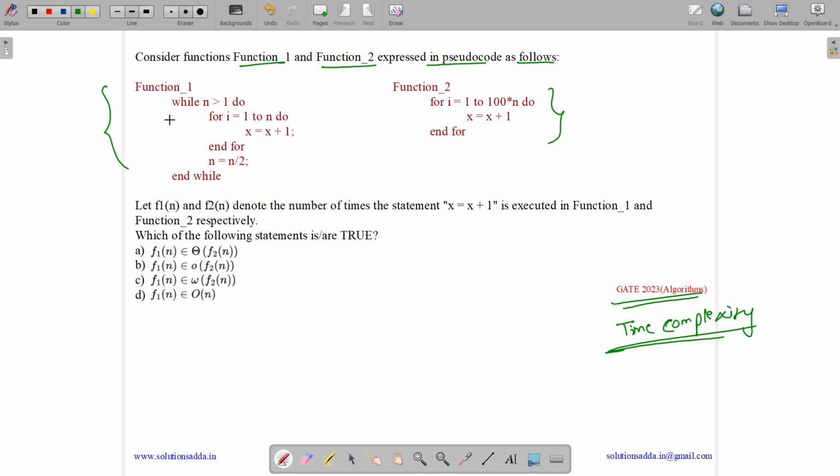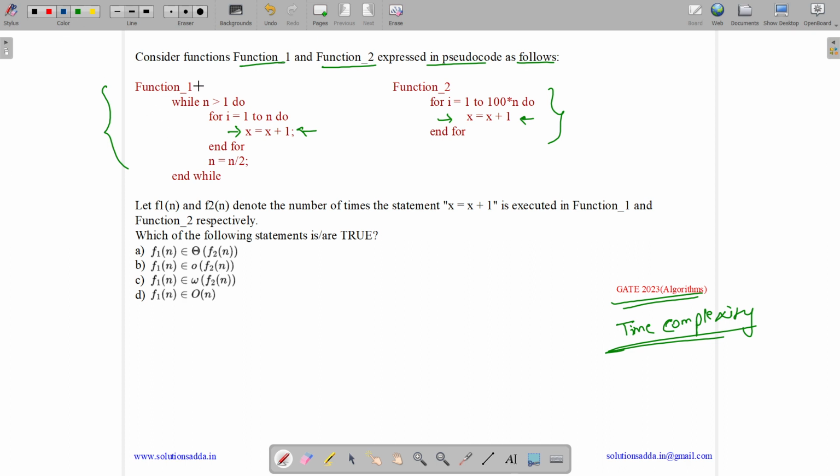We need to tell, let f1(n) and f2(n) denote the number of times the statement x = x + 1 is executed in function 1 and function 2 respectively. Which of the following statements are true? So basically we need to find out the complexity of this x = x + 1 in both function 1 and function 2 and compare it. So let us see what is happening over here.